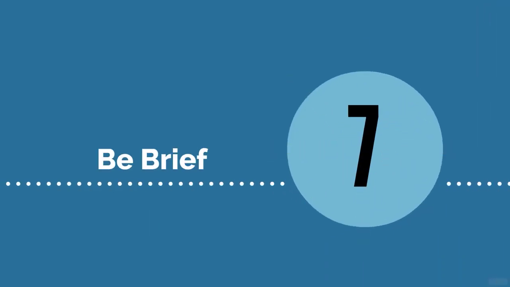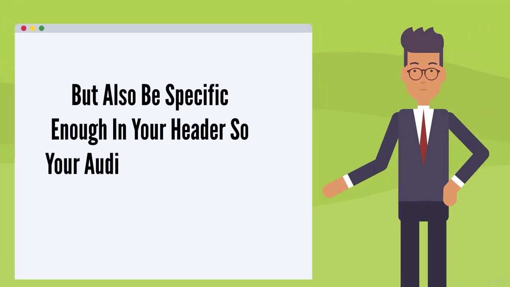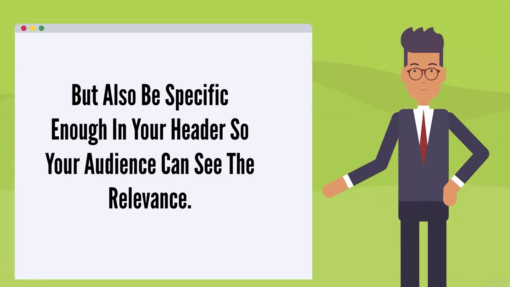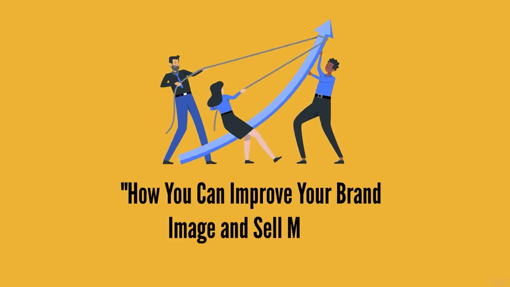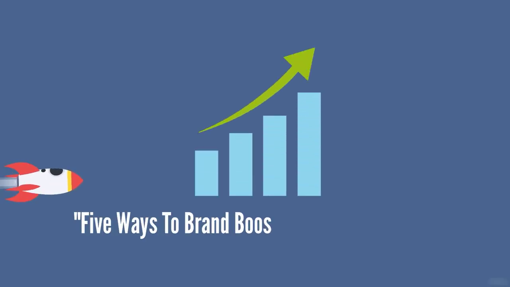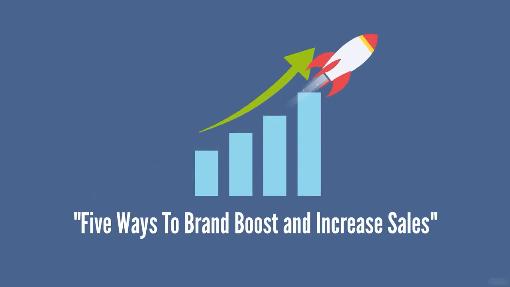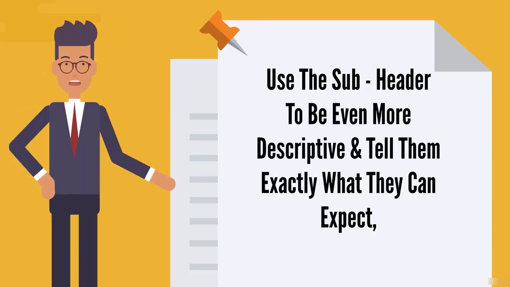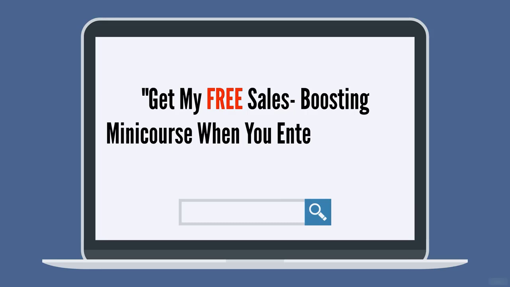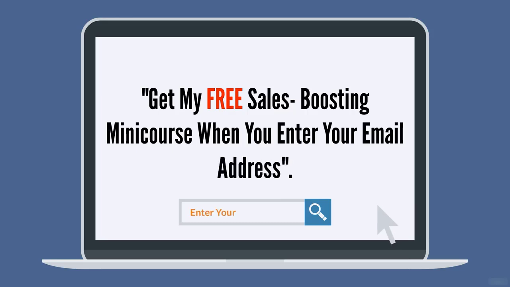7. Be brief, but also be specific enough in your header so your audience can see the relevance. How you can improve your brand image and sell more is good. 5 ways to brand boost and increase sales is better. Use the subheader to be even more descriptive and tell them exactly what they can expect, i.e., get my free sales boosting mini course when you enter your email address.